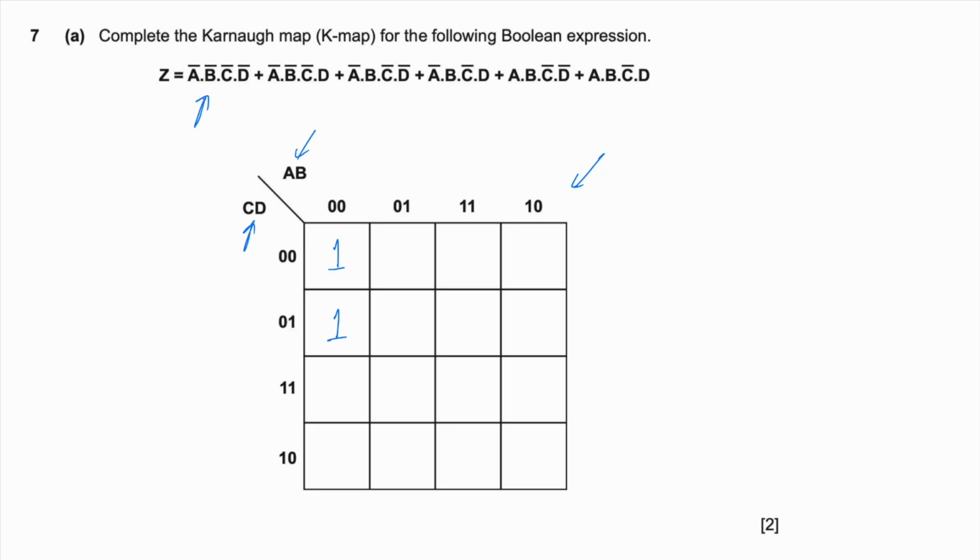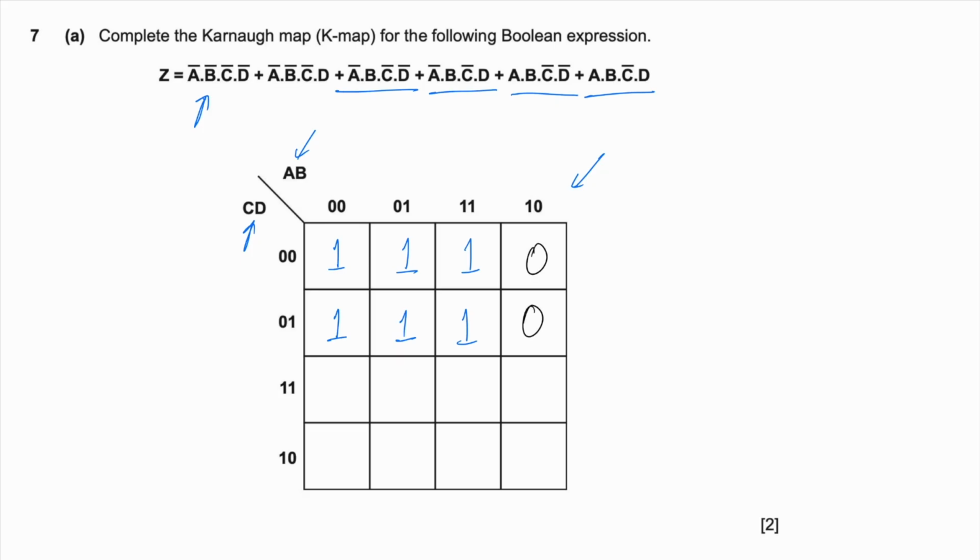We have 0, 1, 0, 0. So that's going to be right here. We have 0, 1, 0, 1, right here. 0, 0, or sorry, 1, 1, 0, 0, right here. And then we have 1, 1, 0, 1. So right here. And again, this is going to be a very similar situation to the last Karnaugh map we saw. So it's going to look something like this.